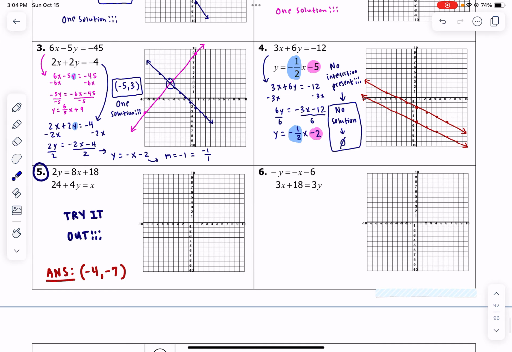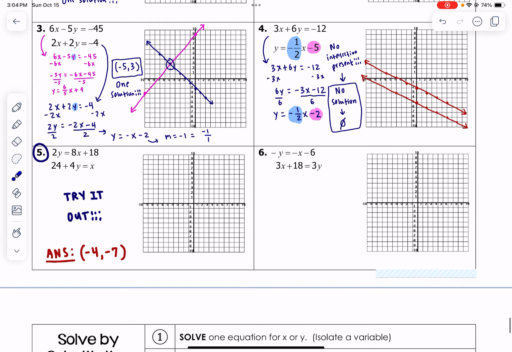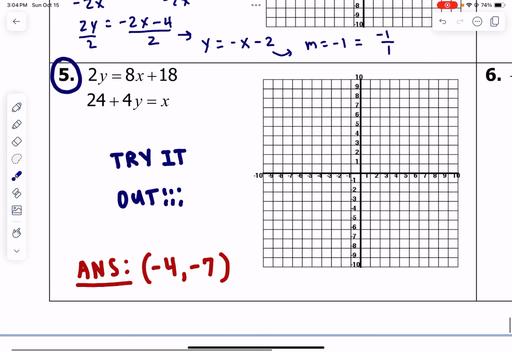For example number 5, I wanted you to go ahead and try that out on your own. Please make sure that this example is completed. Whenever I complete the binder check at the end of the cycle, I am definitely going to make sure to look and see that all of these problems from the in-class worksheet are also completed. So please make sure you try this one out on your own and complete it. And I'm already giving you the answer for this one. This should be the answer, but make sure to show your work and graph it and confirm that that is the answer.